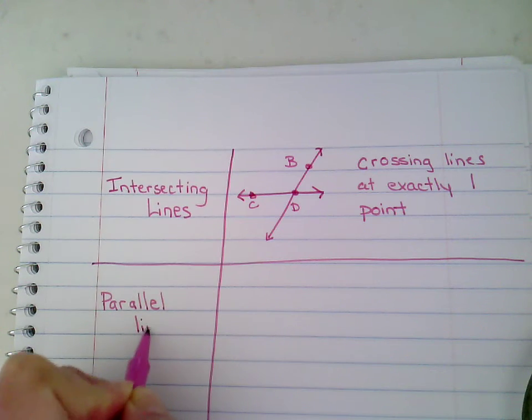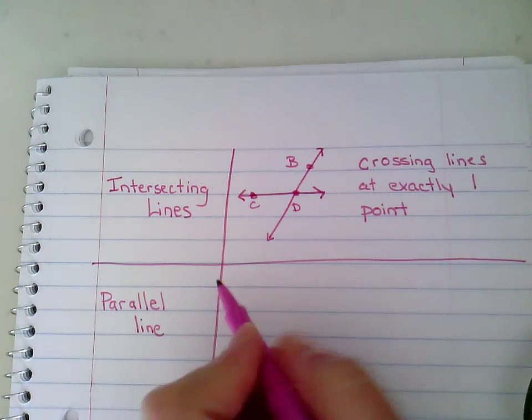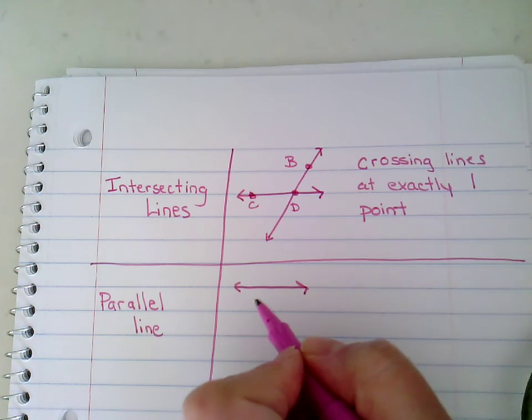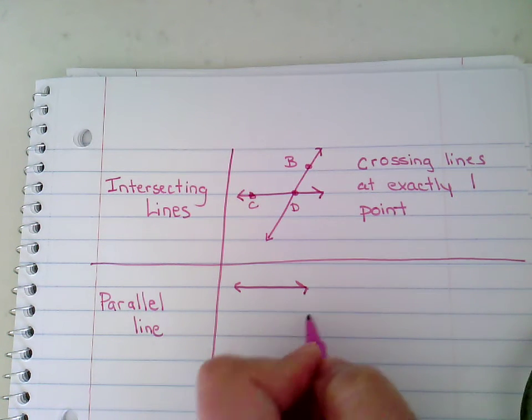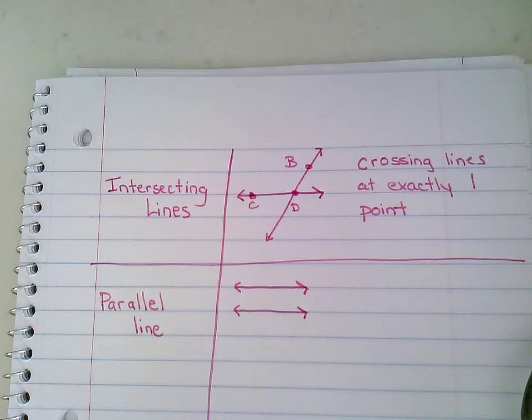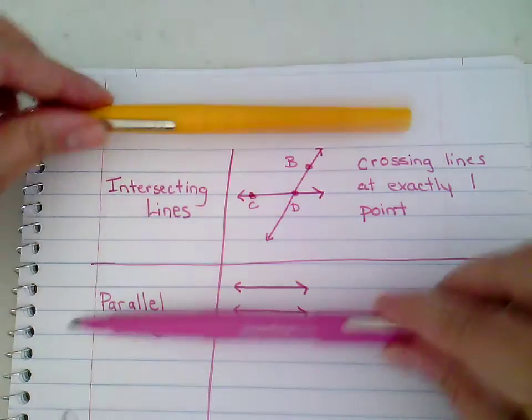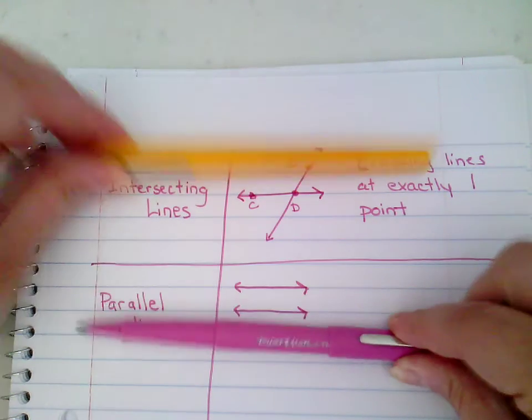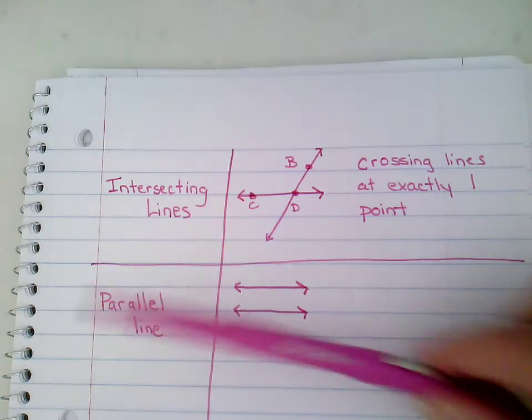Word number 2 is a parallel line. P-A-R-A-L-L-E-L, parallel line. First, I'm going to start with my picture. I'm going to draw 2 lines. And these are 2 lines that never touch. And they always stay the same distance apart. So they don't kind of curve in. So if I had these 2 pens, they always stay this far apart. They're not going to get closer as you go on.